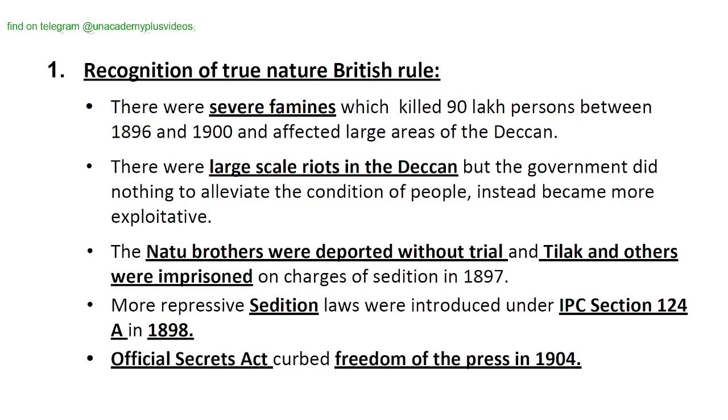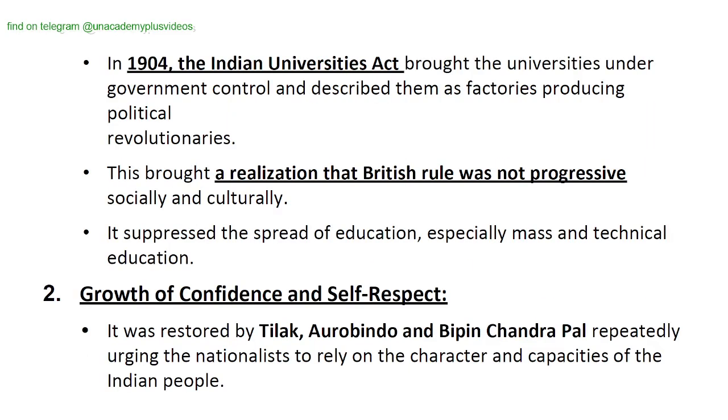More repressive sedition laws were introduced under IPC section 124A in 1898. The Official Secrets Act curbed freedom of the press in 1904. In 1904, the Indian Universities Act brought the universities under government control and described them as factories producing political revolutionaries. This brought a realization that British rule was not progressive socially and culturally. It suppressed the spread of education, especially mass and technical education.